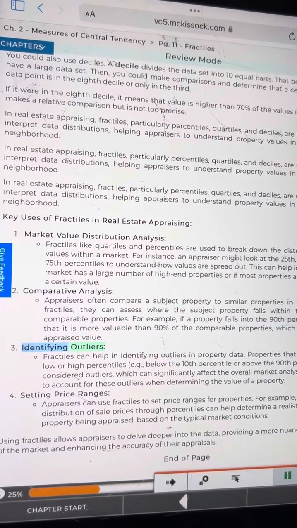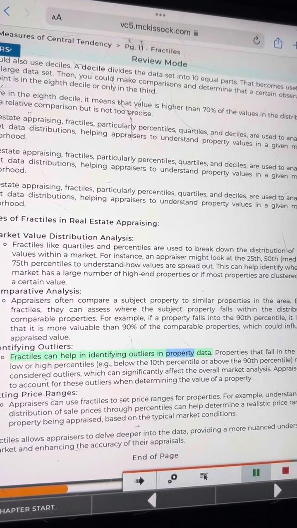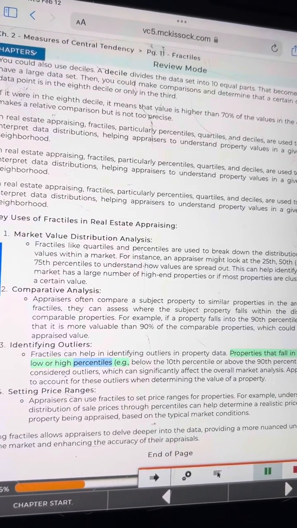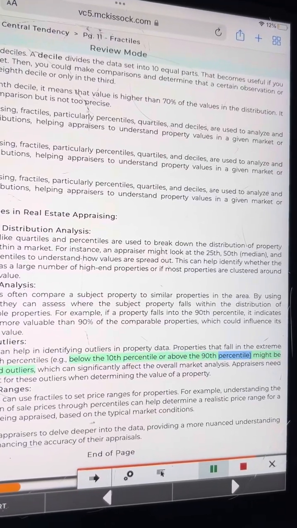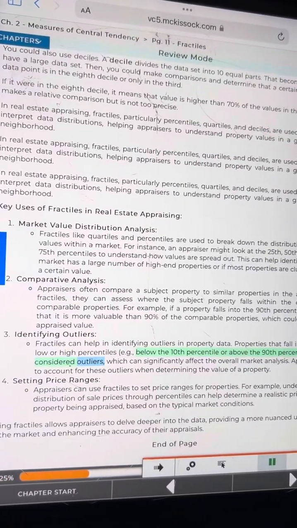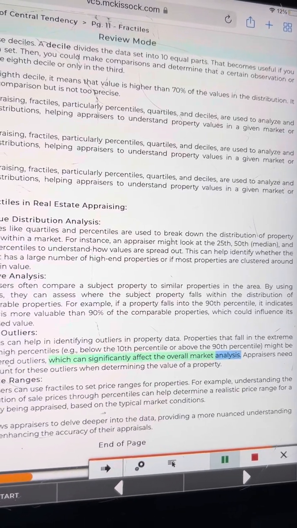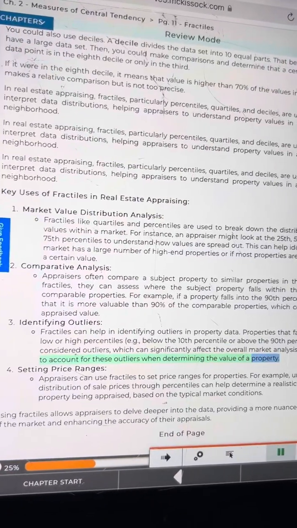3. Identifying outliers. Fractiles can help in identifying outliers in property data. Properties that fall in the extreme low or high percentiles, for example below the 10th percentile or above the 90th percentile, might be considered outliers, which can significantly affect the overall market analysis. Appraisers need to account for these outliers when determining the value of a property.